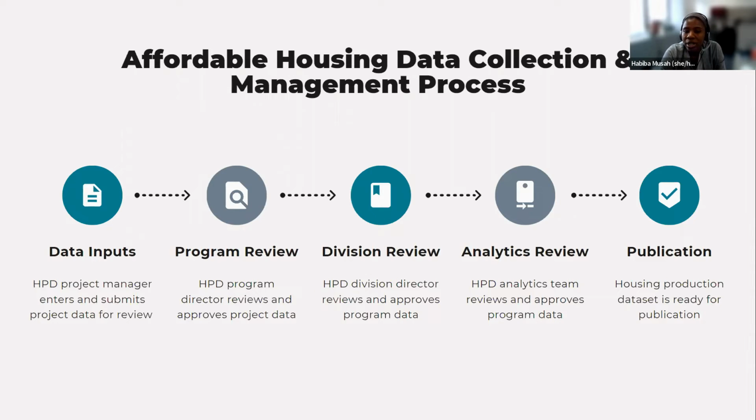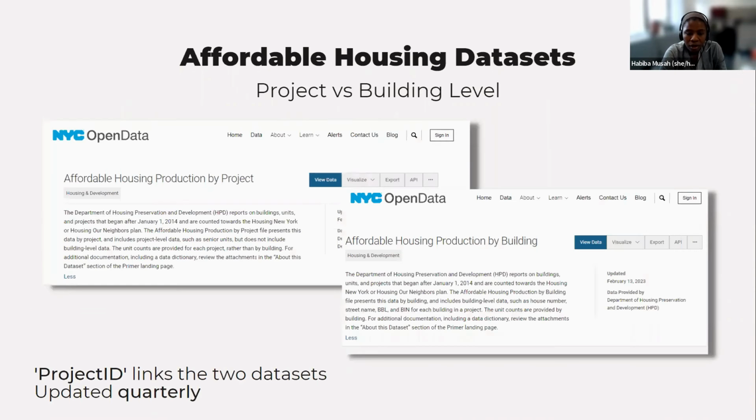And at any point in the review process, the project can be rejected by a reviewer, which basically signals that there's a need for correction. There are 2 data sets that make up the affordable housing open data.